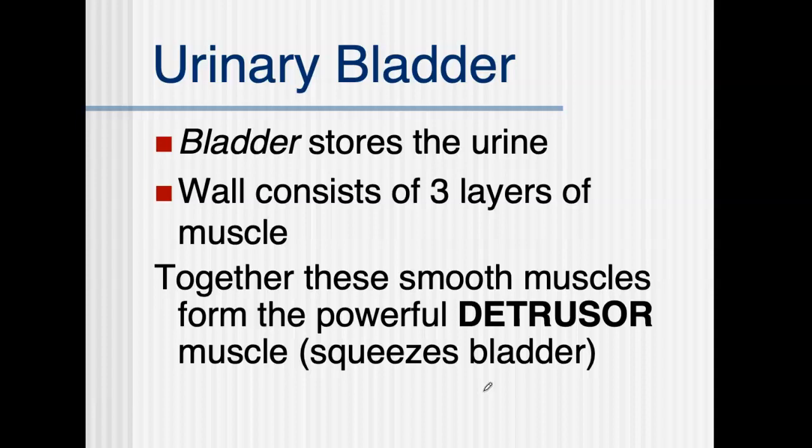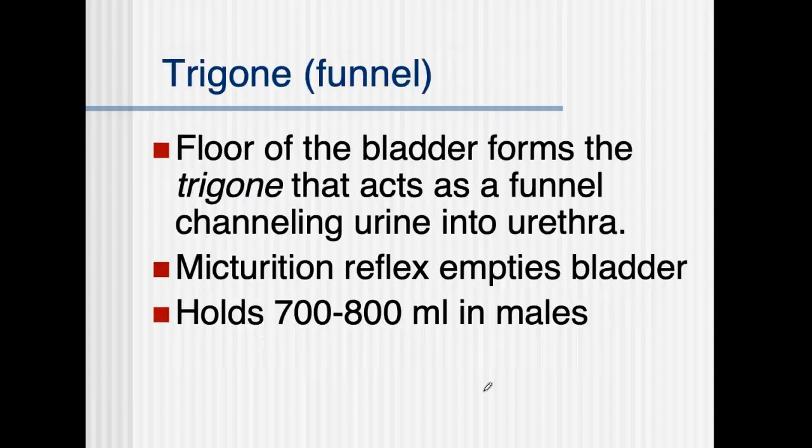Those 3 muscles together, if you just pull them together into one, we call them the detrusor muscle. And the detrusor then, functioning well, will squeeze the bladder for you to void. The trigone I had mentioned, it's the funnel that channels that urine into the urethra.